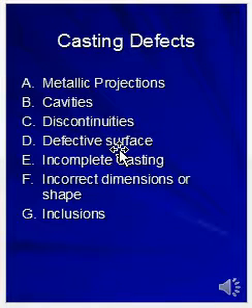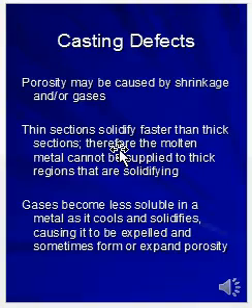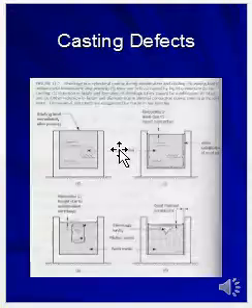Finally, the casting defects: metallic projections, cavities, discontinuities, defective surface, incomplete casting, incorrect dimensions or shape, and inclusions are the casting defects, and one has to take care to avoid these casting defects during the casting process.